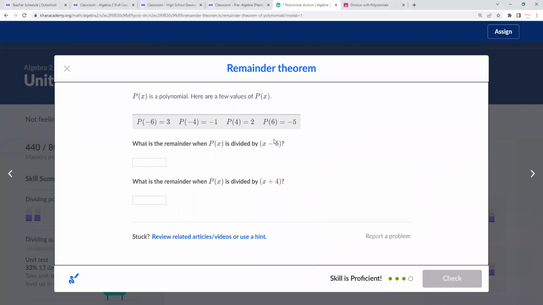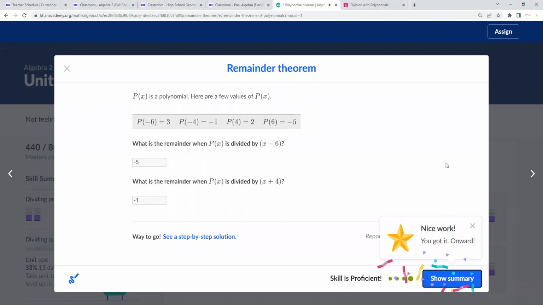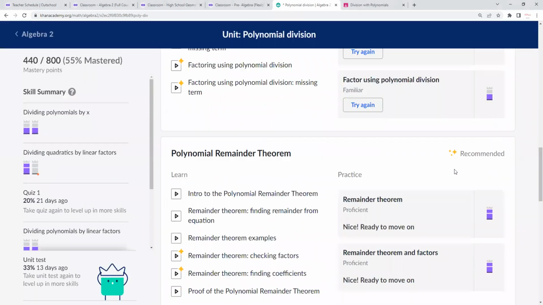For these, super easy. What would make this 0 out? A 6. Okay, so when you have p of 6, what do you get? -5. That's my remainder. For this one, what would 0 it out? A -4. Okay, so p of -4 is -1. So that's how you use the remainder theorem in multiple scenarios to find the remainder.